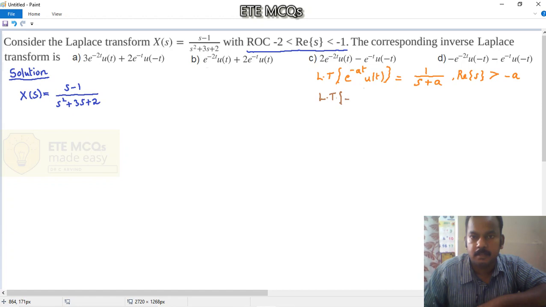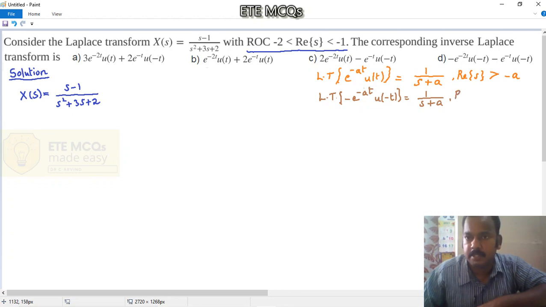The other Laplace transform is that of a left-sided sequence. The Laplace transform of minus e power minus at into u of minus t is equal to 1 by s plus a. So both time domain sequences have the same Laplace transformation, but they are differentiated based on the region of convergence. If the region of convergence is not specified, then we won't be able to find the respective time domain sequence. So that is the unique importance of region of convergence.